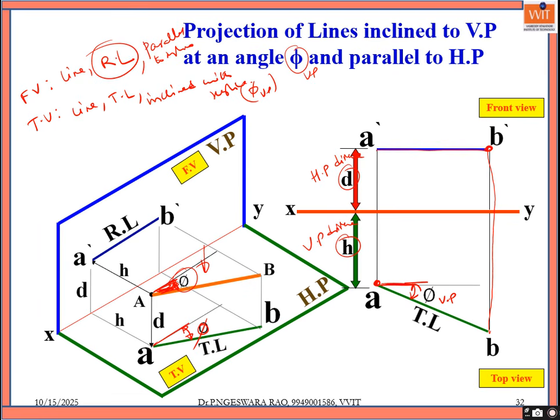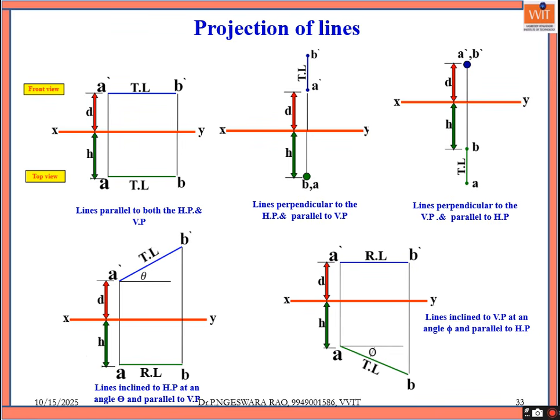So this is a line inclined to VP, because the angle we can see in the top view. Hence in the top view we need to draw with the true length and true angle, whereas in the front view, we need to draw with the reduced length. So this is the end of the lines in different conditions. Together, see what we discussed now.